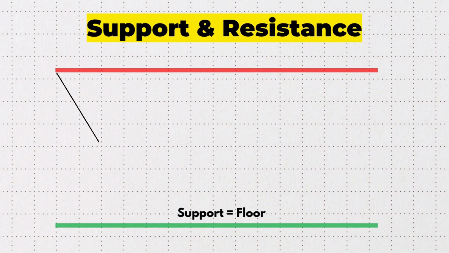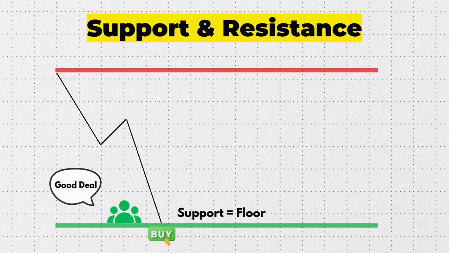Support acts like the market's floor. It's an area where price usually stops falling because buyers step in and absorb the selling pressure. As price gets closer to support, more traders tend to see it as a good deal or an attractive level to buy, so demand increases. This increase in buying pressure often slows the decline or causes price to bounce completely.